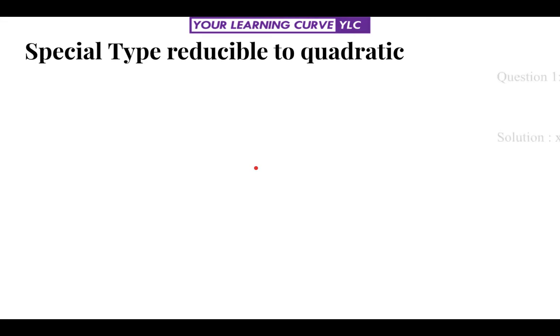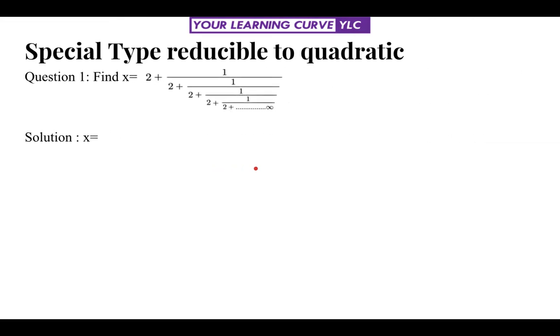Now let's discuss some special type of relations which can be reduced to quadratic for solving. For example, suppose you have to find the value of x, where x is equal to 2 plus 1 upon 2 plus 1 upon 2 plus, everything going in the denominator up till infinity. This expression is extended till infinity. If you have already done these types of questions, you can pause the video and try the question, or first see one example and then proceed to the next question and try to solve it on your own.